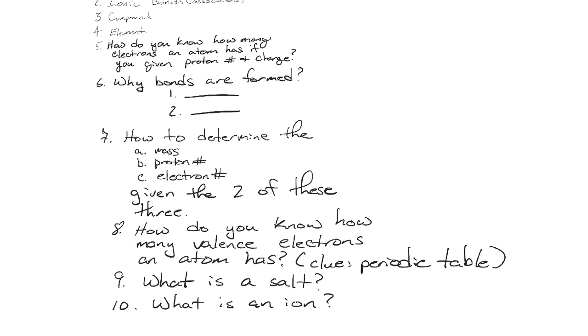What's the other rule? Atoms want to be what? Full outer shell. The other one, it's in your notes somewhere. You can find it. If you can't find it after like 5-10 minutes, I'll tell you. How to determine mass, proton number, electron number. If you're given the other 2, you should be able to do that. It should be in your notes. How do you know how many valence electrons an atom has? Who knows that?